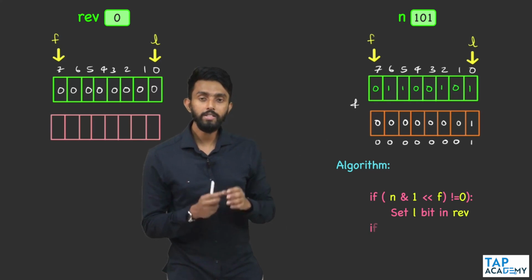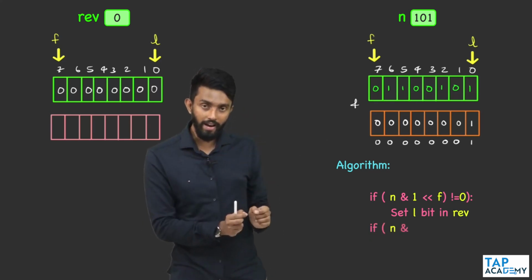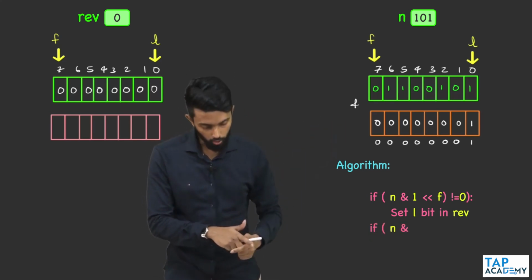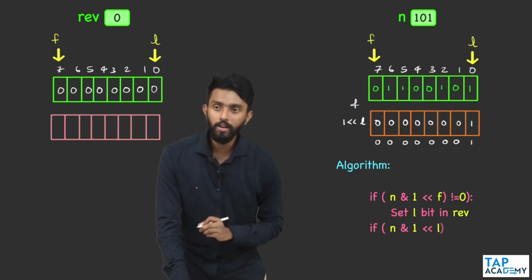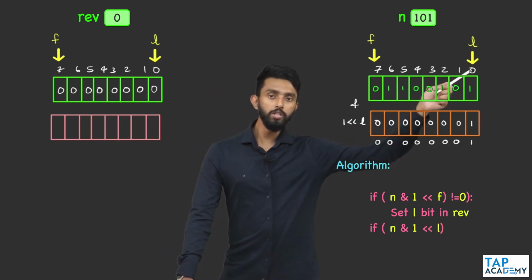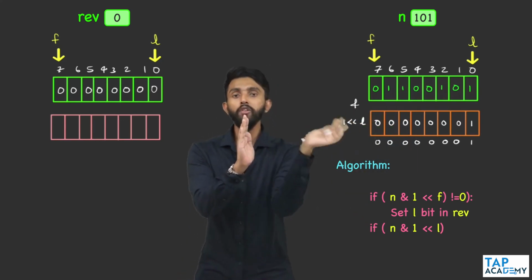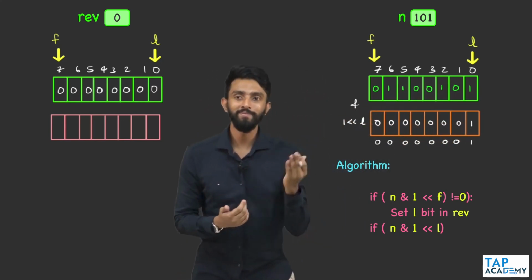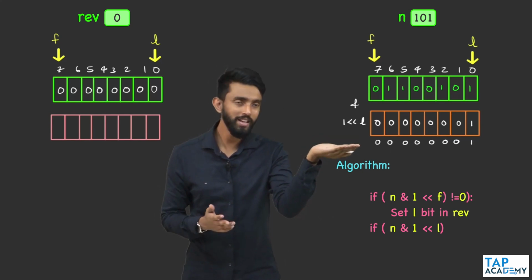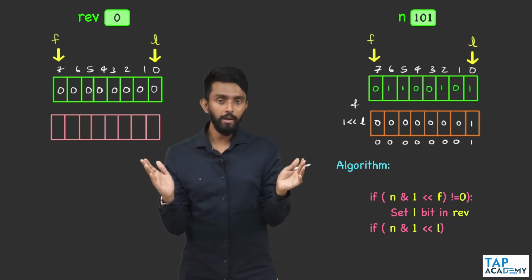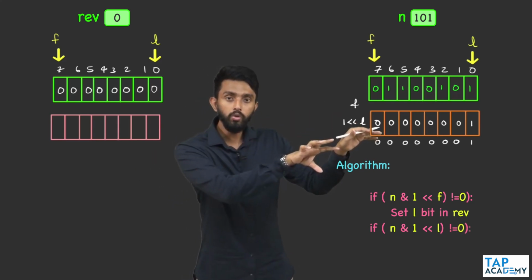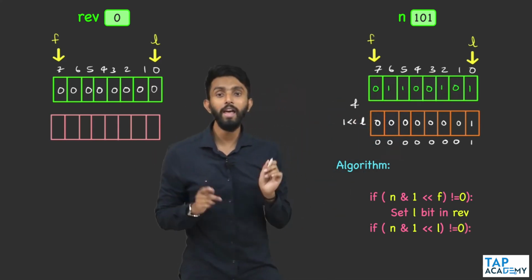If n and, now this mask, how will you get it? Very simple. Take 1, left shift it by L times. Here L was 0, so if I left shift 1 zero times, 1 will be here only. That's how you think about getting this mask. So n and 1 left shifted by L times, if this is not equal to 0, then I know that the L bit is set.